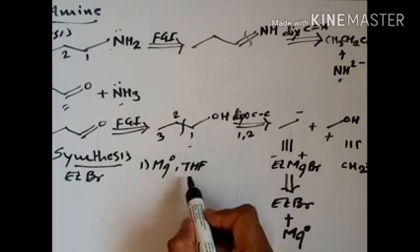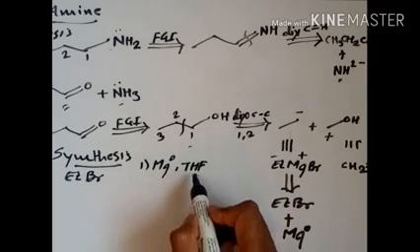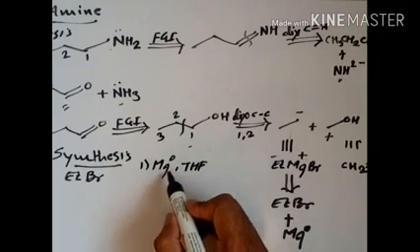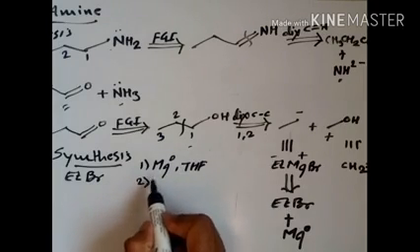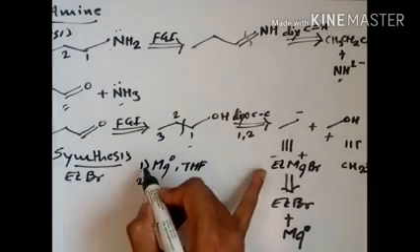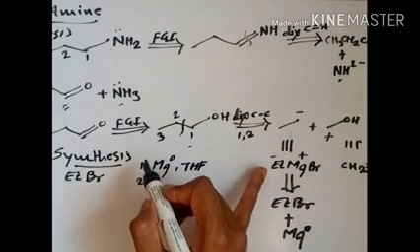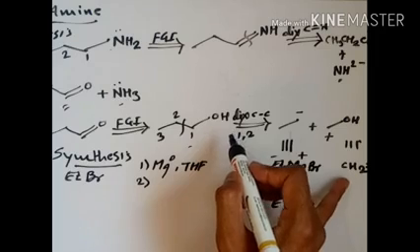Tetrahydrofuran is nothing but the solvent in zero oxidation state. Why are we going to use this THF? Because it can stabilize the Mg. And when we add this, what we get is EtMgBr.